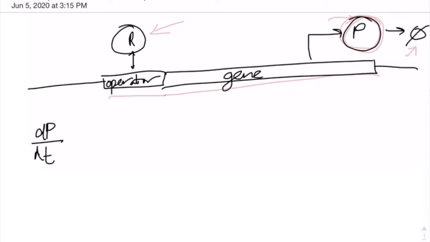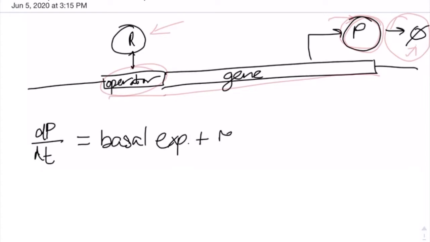And as you can see here, we have a degradation component. We also have the regulated component. And not to mention, there's always a background level of transcription. So let's just write that down. We have basal expression plus regulated expression minus degradation.